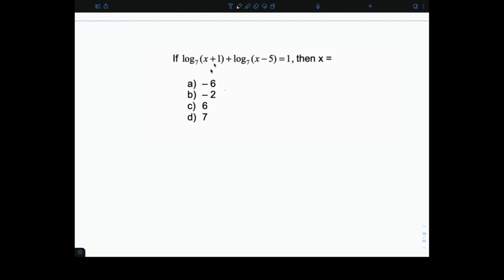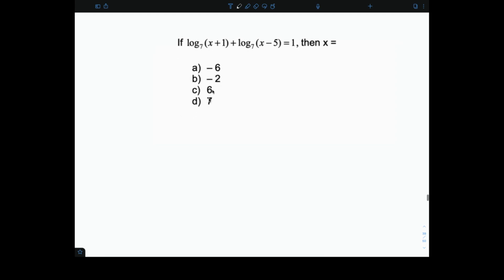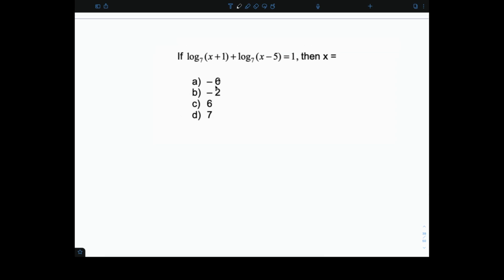Next one is more of the same. Now, I'm going to be honest with you. Something of this tier is not going to be on your final because you're going to have to use fancier math to do this. But even if this was on the final, you actually could still figure it out by playing with the answer choices. So that's how I'm going to play with this. So -6 and -2 are not going to work.